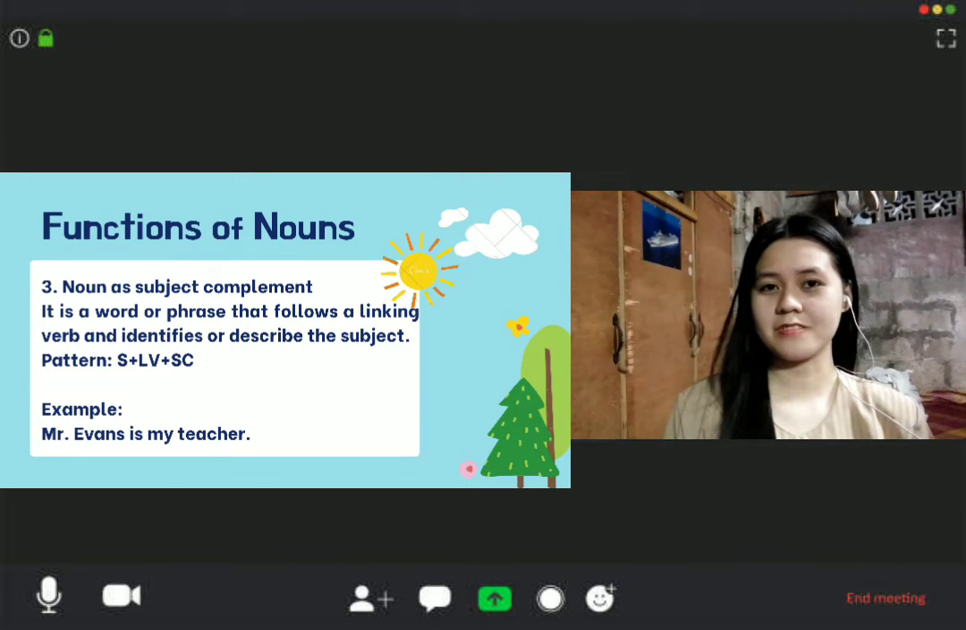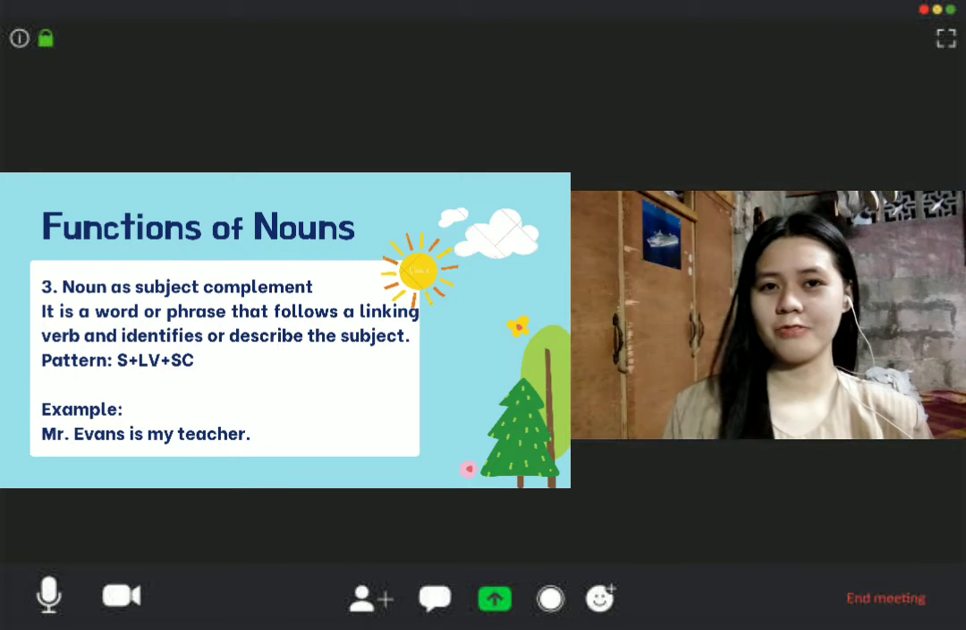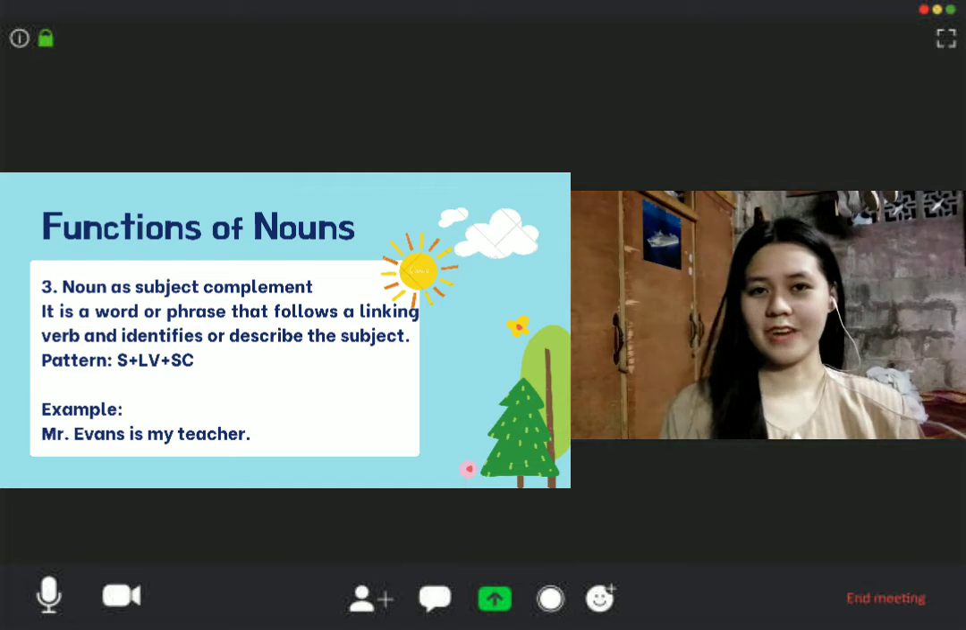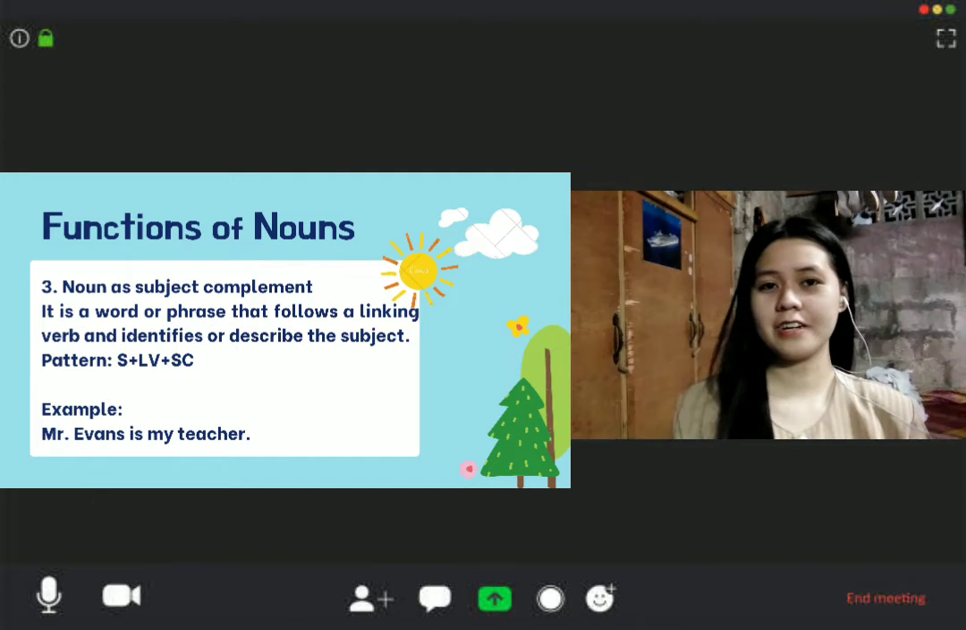Next is noun as subject complement. It is a word or phrase that follows a linking verb and identifies or describes the subject. It provides us more information about the subject. The pattern here is subject plus linking verb plus subject complement.